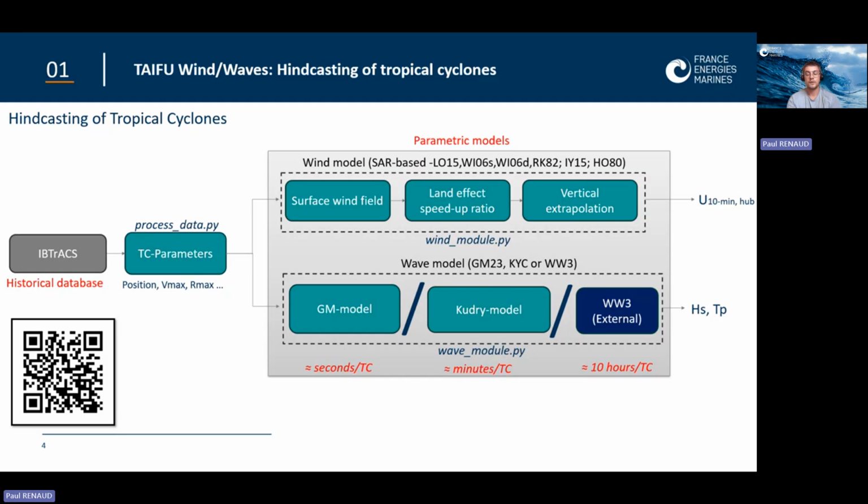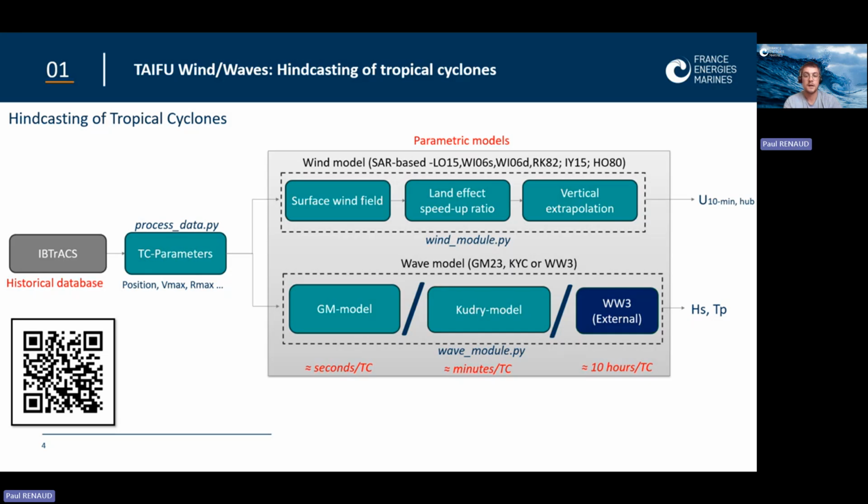For the wind, several wind models are implemented. The first 4 wind models here are symmetric wind models, and the parameters are fitted on SAR images. This is the study from Renaud. And we add an asymmetric part, which is given by the alpha-T model with parameters also fitted on SAR images. We also have implemented models from the literature, so the model from Ishihara and Yamaguchi, and the symmetric model from Holland.